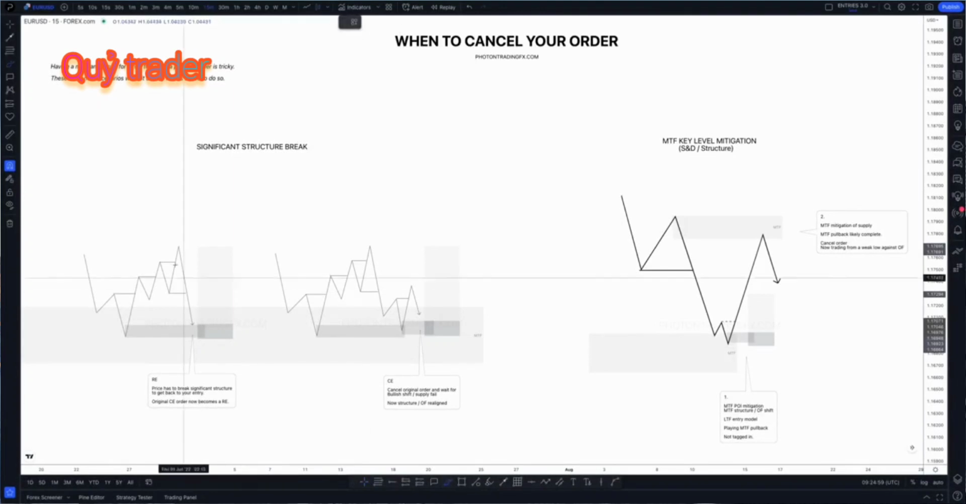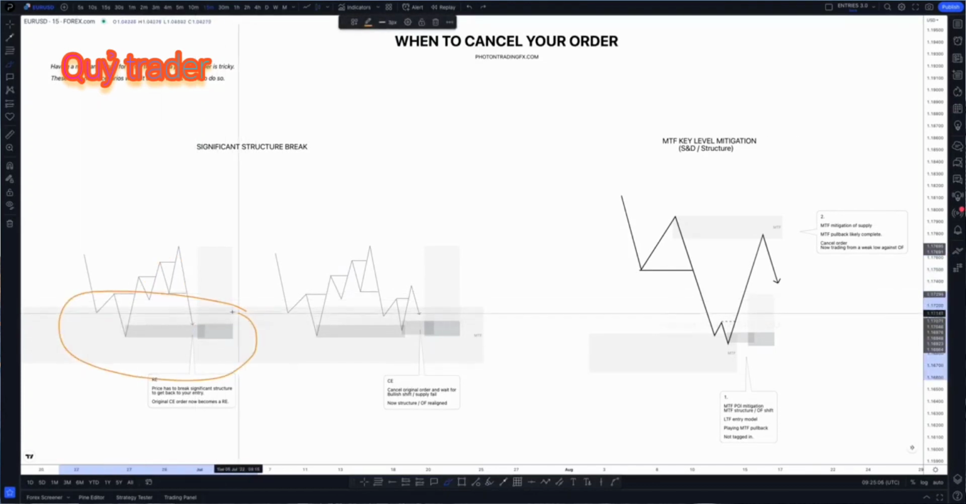For the most part, when M1, or my lower time frame, has to come a lot further back to take me in, I do consider cancelling it. But if you love the medium time frame idea, then maybe you just want to leave it on, right? Because it's the medium time frame idea, you just want to get in, right?